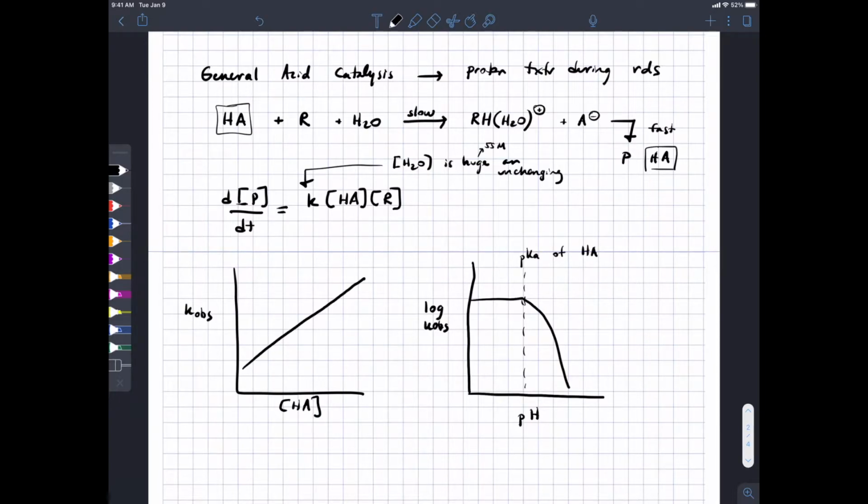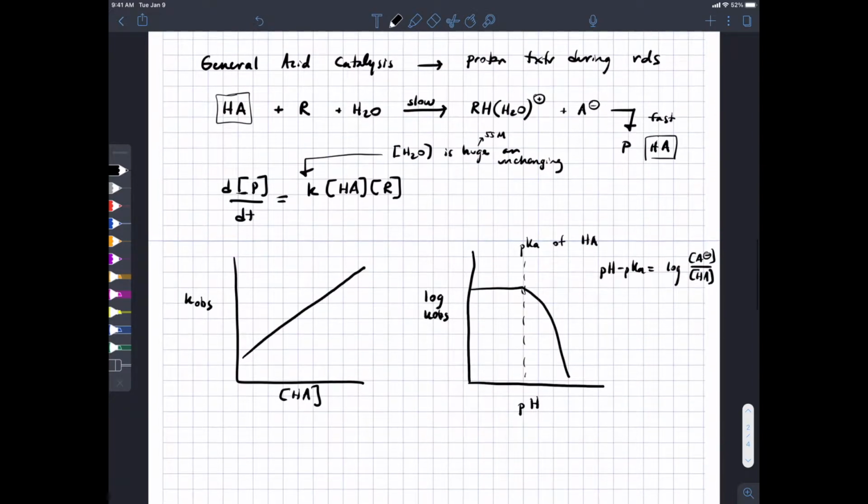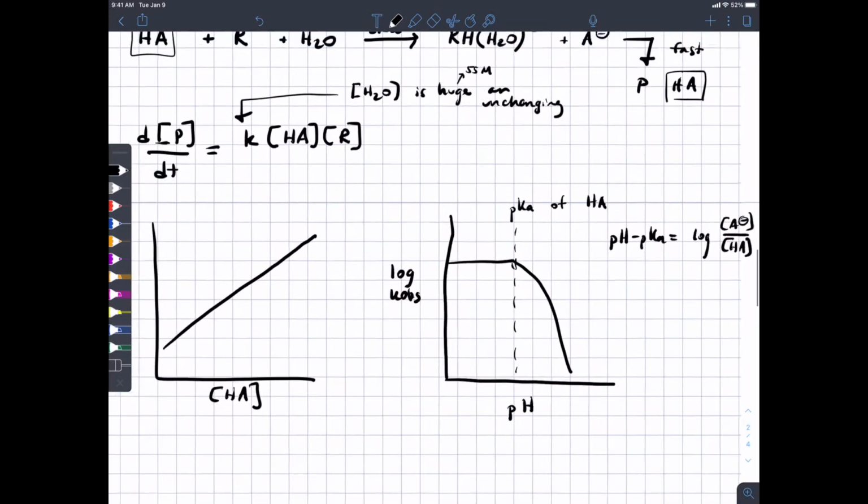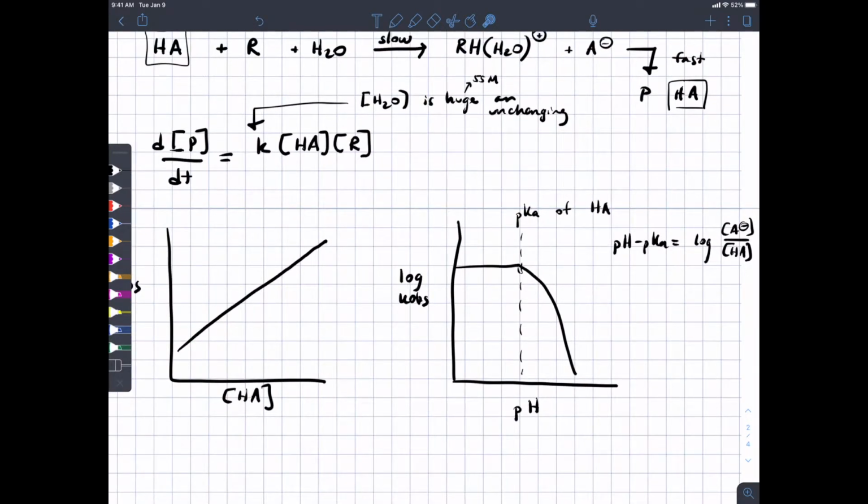Do you remember how we said when pH is greater than pKa, that the conjugate base form dominates? That's a formulation of the Henderson-Hasselbalch principle. All that means is the reaction rate goes way down once my pH is high enough that I don't actually have a lot of HA present.